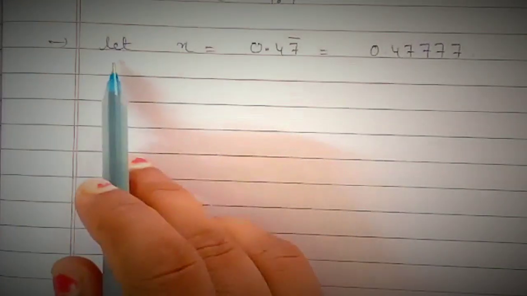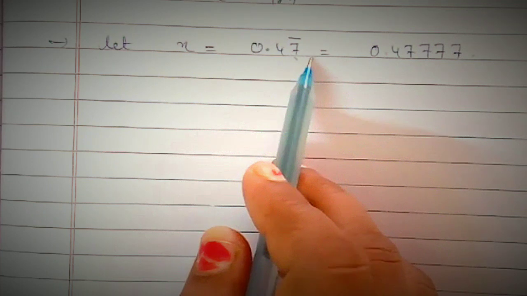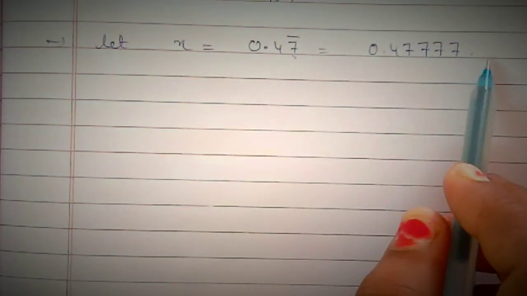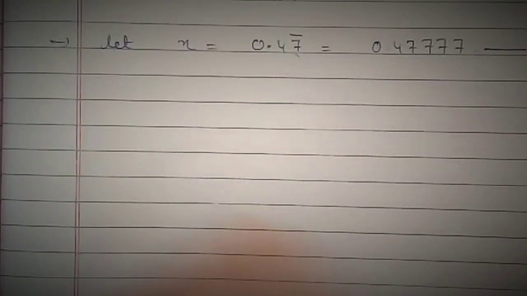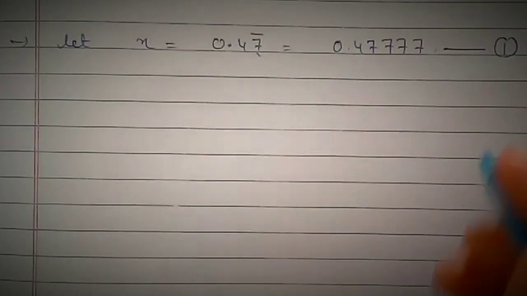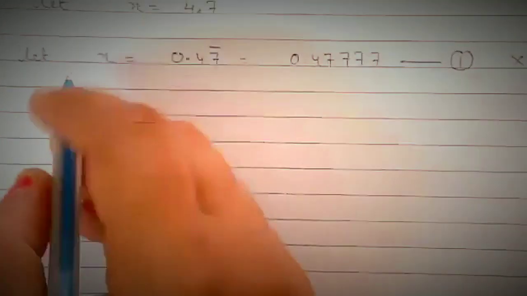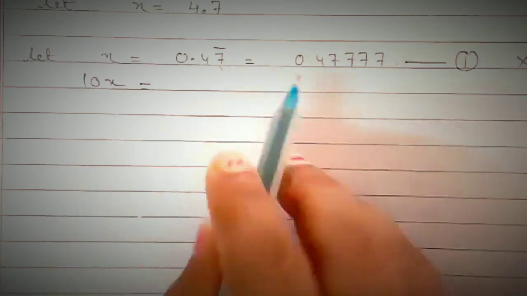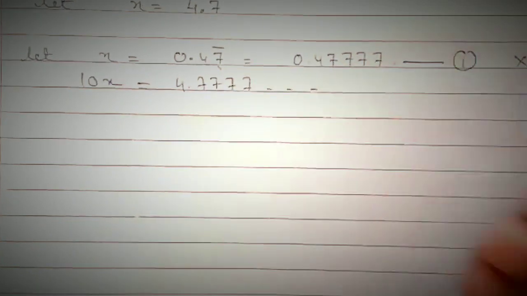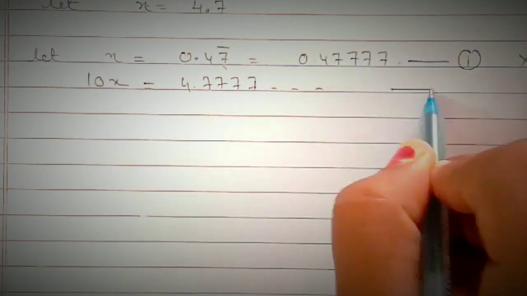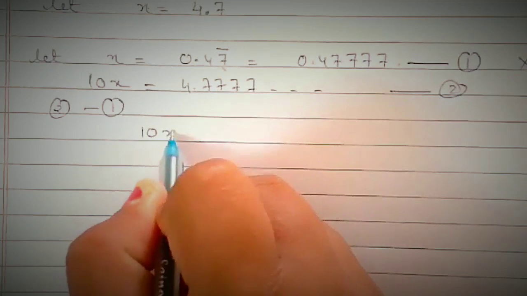Now let us learn one more sum. Here only one number is repeated. Let x be 0.47 bar, that means 0.4777. Now it is up to you. Take this as result number 1. Multiply it by 10. You can also multiply it by 100. Okay, so I have multiplied this number by 10, right? Can you see this? Yes. So this will become 10x is equal to 10 into this number, which will become 4.77777 bar, right?